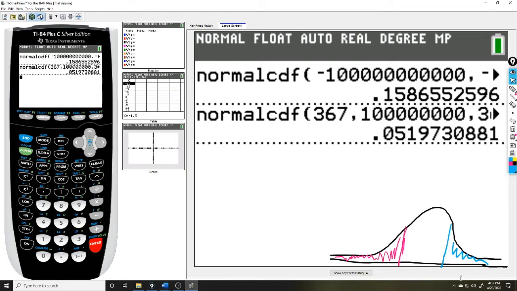And if I want values in between, then that gives you what you would use for lower and upper, right? If you wanted between 363 and 367, you put 363 in as your lower, 367 in as your upper, and then your mean and standard deviation. But if you're going from z-scores, mean is 0, standard deviation is 1. So that's your normal CDF: lower, comma, upper, comma, mean, comma, standard deviation.